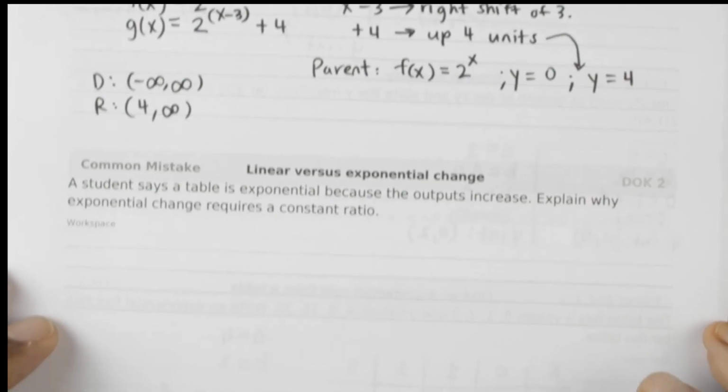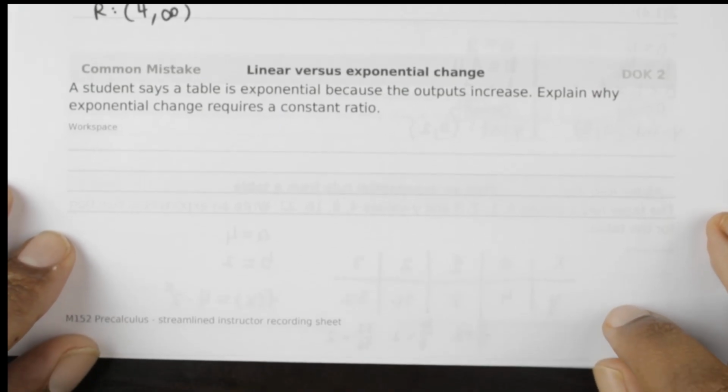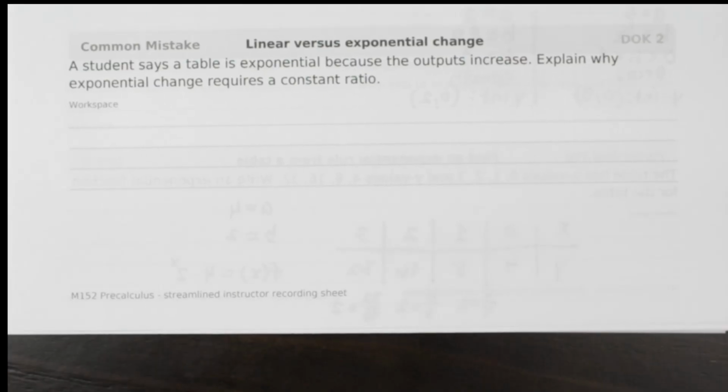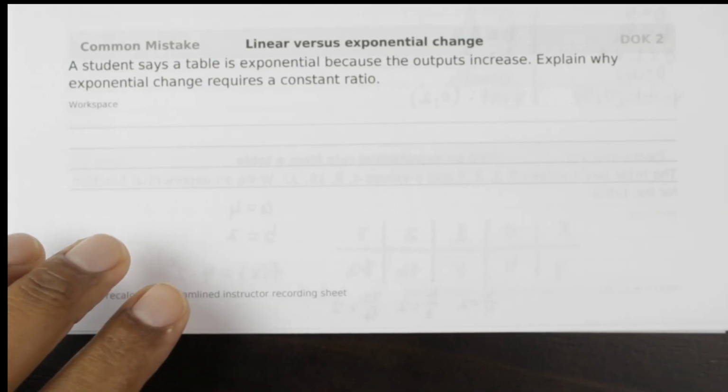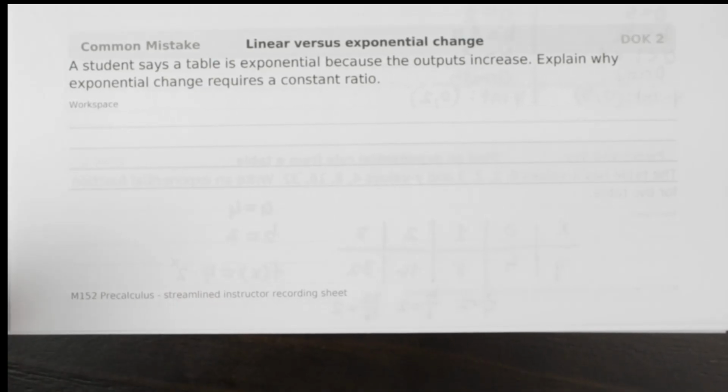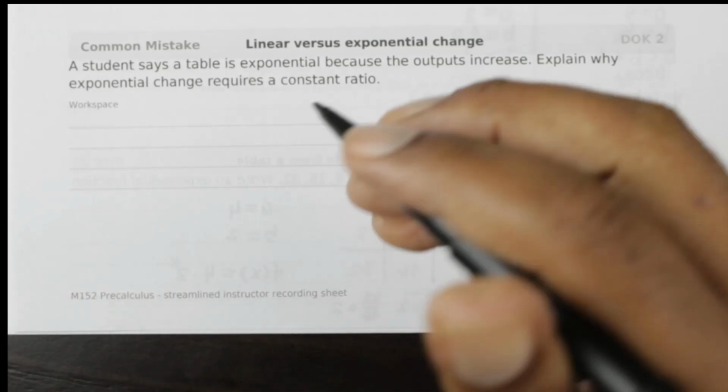What's a common mistake? Let's look at one. A student says a table is exponential because the outputs increase. Explain why exponential change requires a constant ratio. So increasing outputs alone do not prove a table is exponential. A linear function can increase too, right? The difference is the pattern. Linear functions have a constant difference. Exponential functions have a constant ratio. So you've got to remember that.